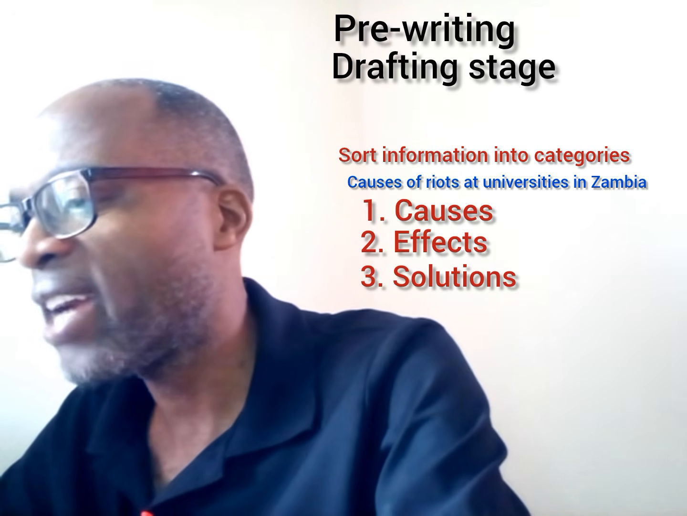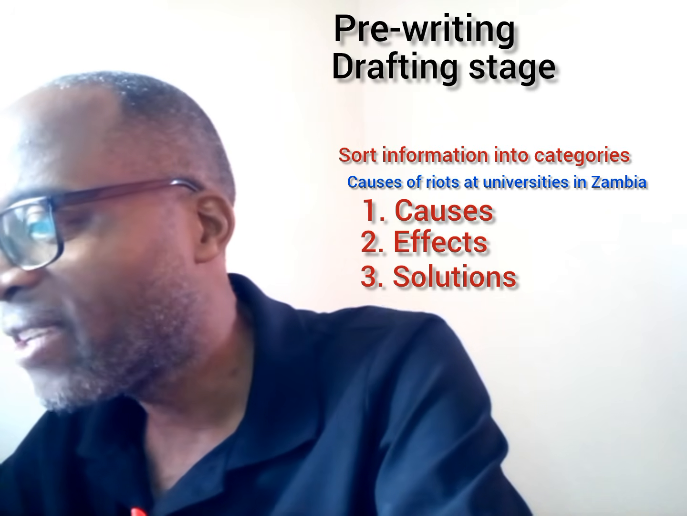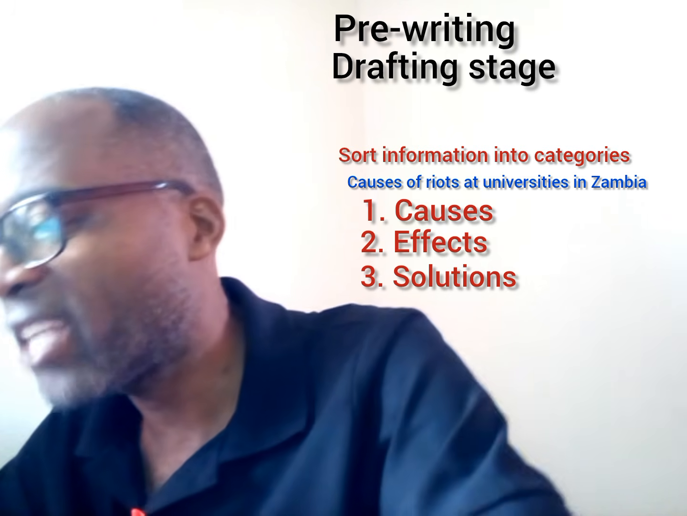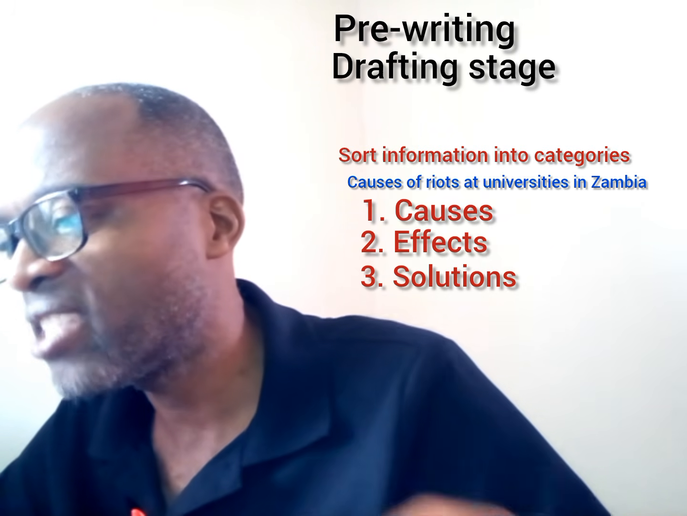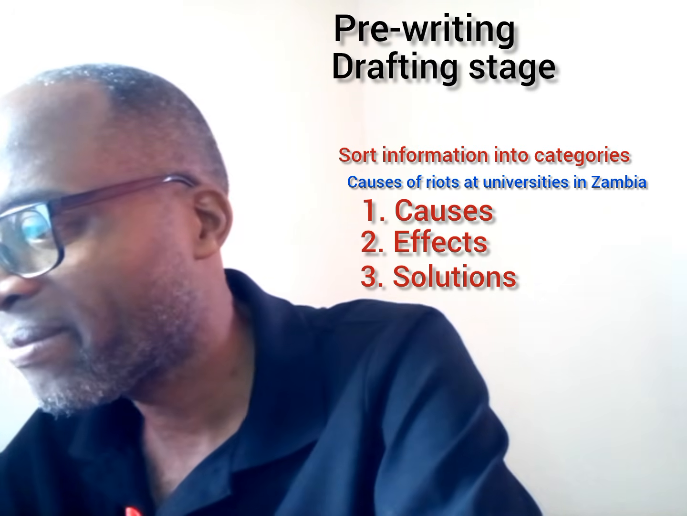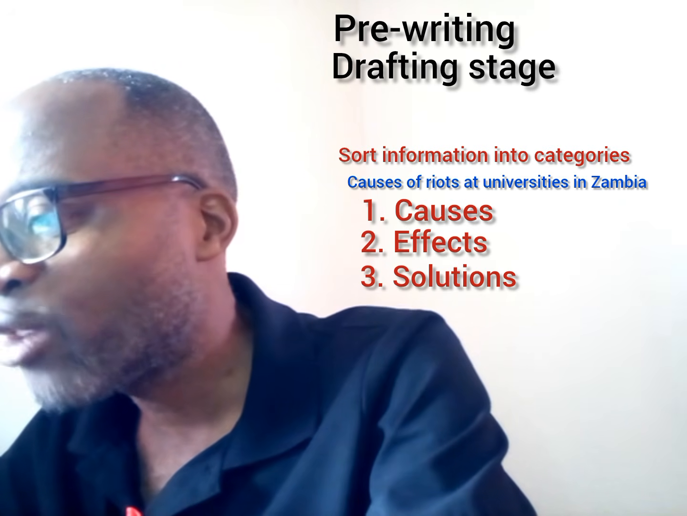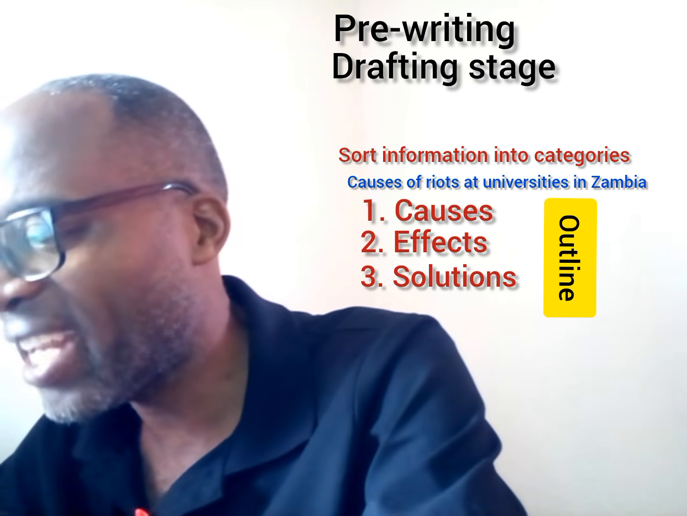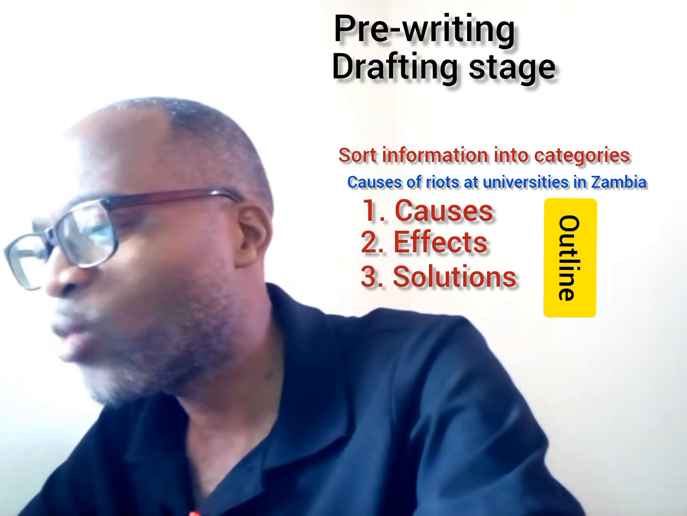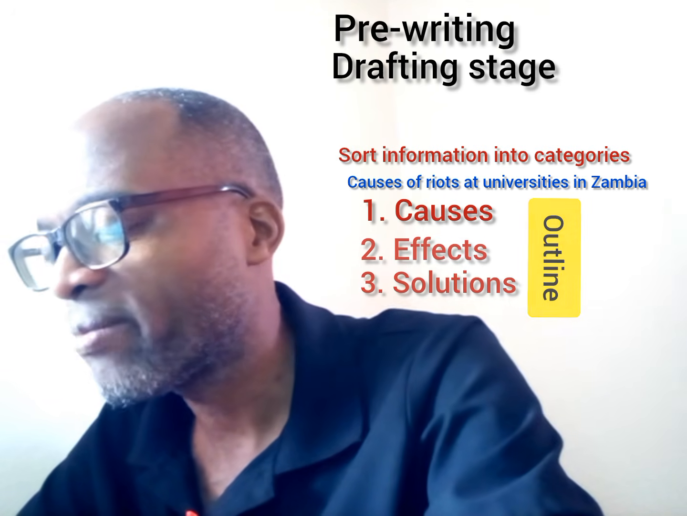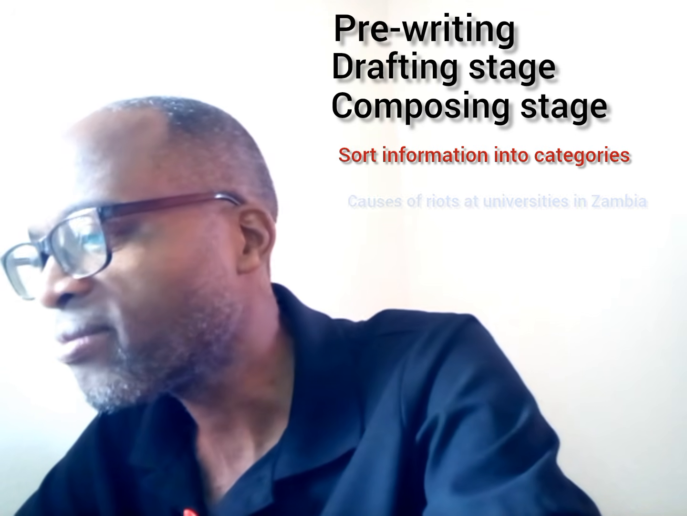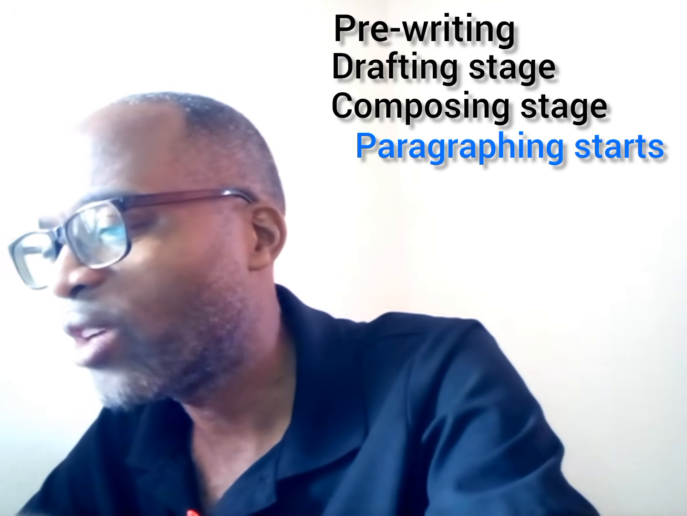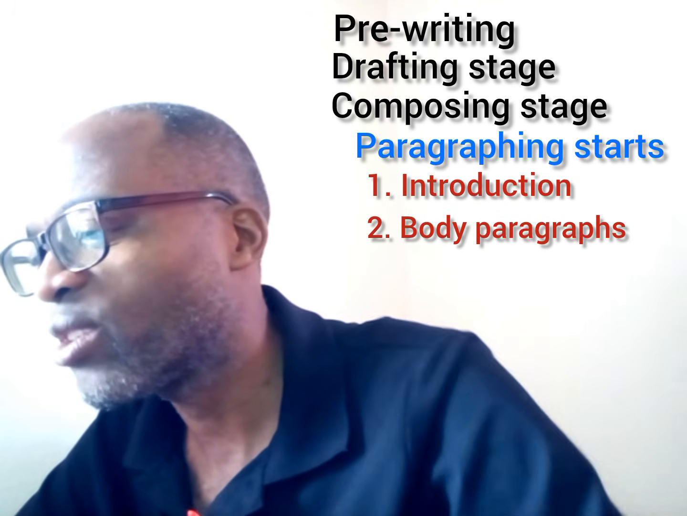So when you categorize information in the drafting stage, you are simply organizing your information in groups so that it is easy for you now to see the similarities and the patterns. What you are going to get out of those groups of information is the outline. So you are going to draft an outline in this stage. This is where we come to stage number 3, which is the composing stage. So the composing stage is where you begin to write your paragraphs, your introduction, body paragraphs, and conclusion.